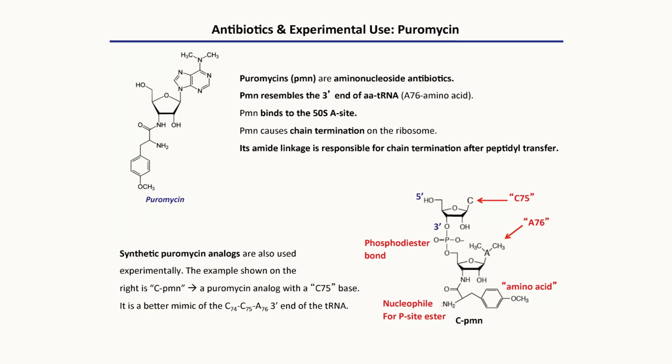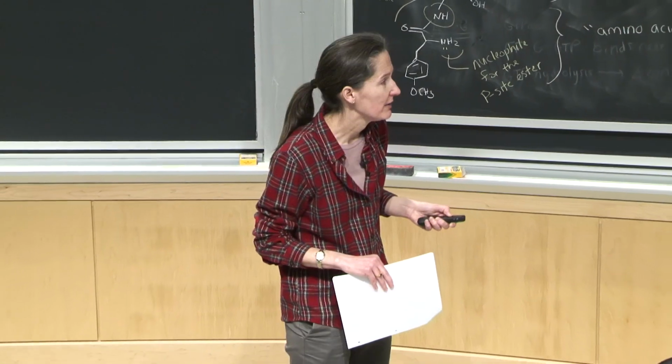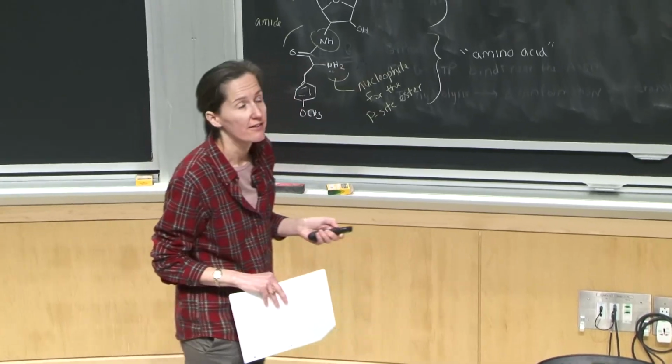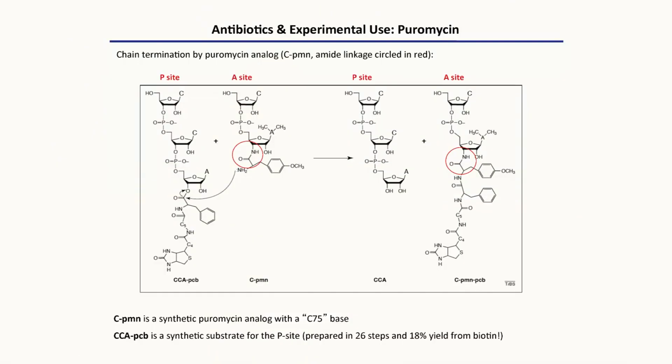Moreover, people have synthesized more complex versions. Just an example is shown here: CPMN, where we also have C75 of the tRNA mimicked. And this is just an overview of elongation and then effectively chain termination happening after, thinking about having a puromycin in the A site, a peptidyl-tRNA or some other molecule in the P site, and the chemistry that occurs here.